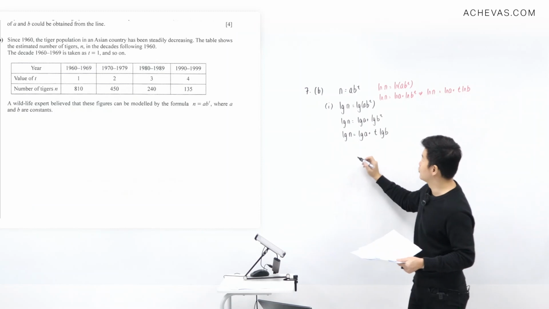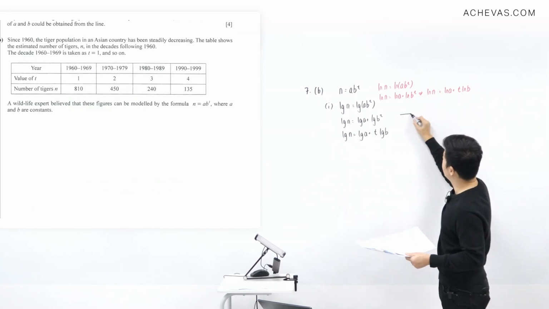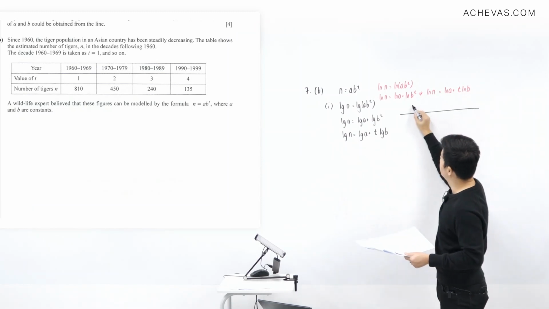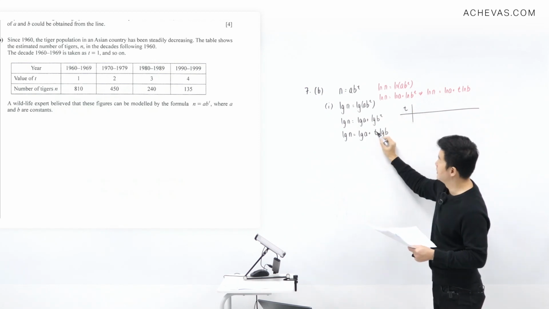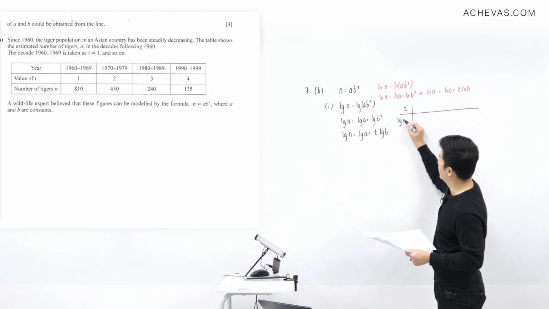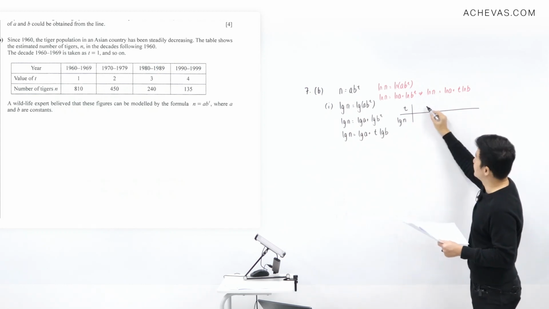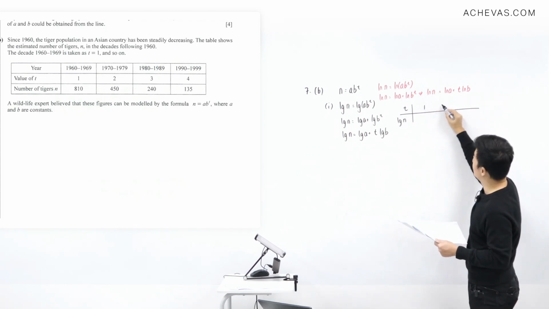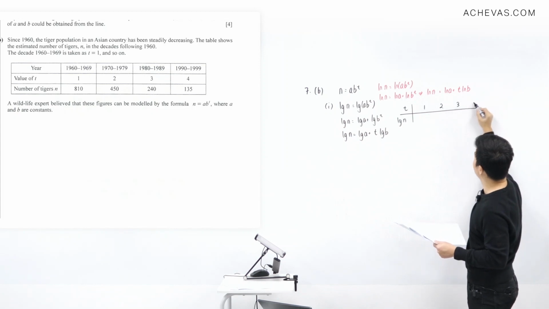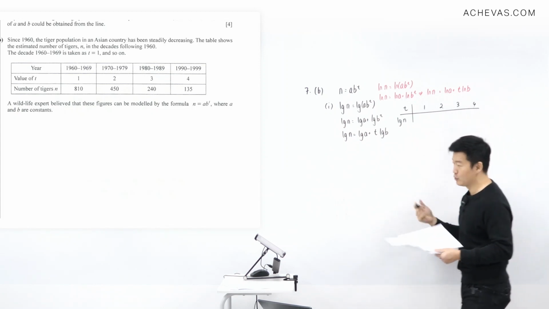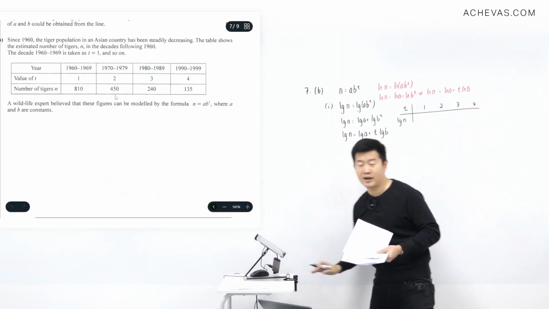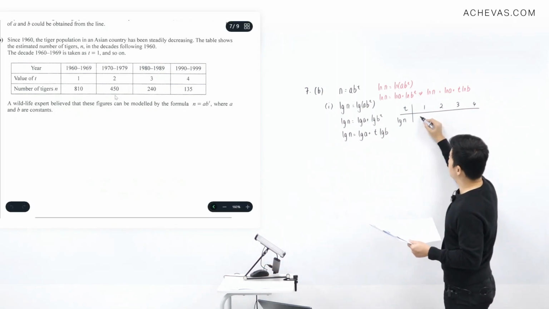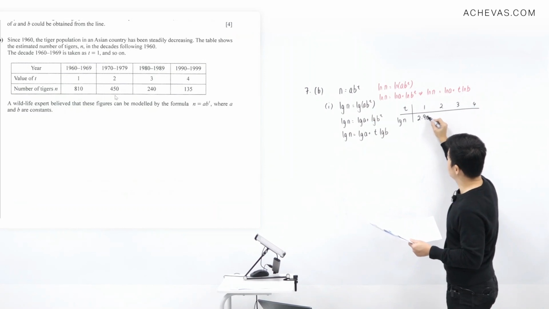Okay, and I'm going to try to transform this data by creating for myself another table. The table will be for t versus log n. So t is going to be 1, 2, 3, 4. So this is easy, 1, 2, 3, 4. As for log n, I'm going to do a log of 810, then after that log of 450 and so on.